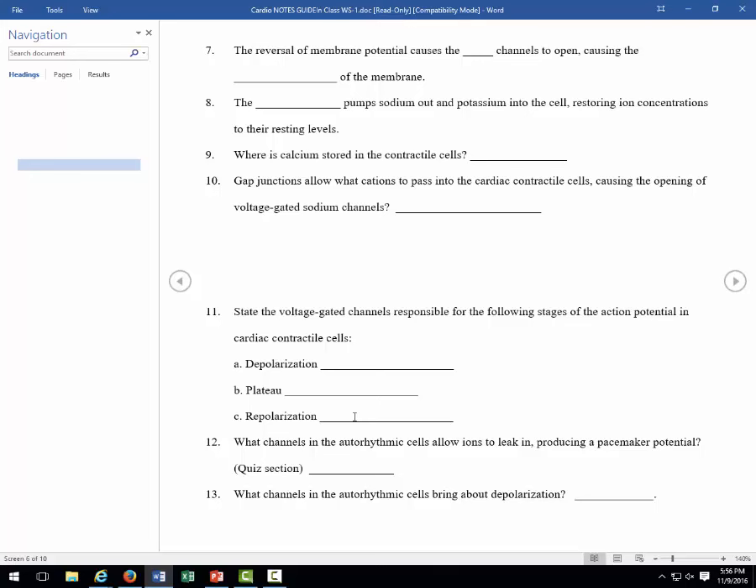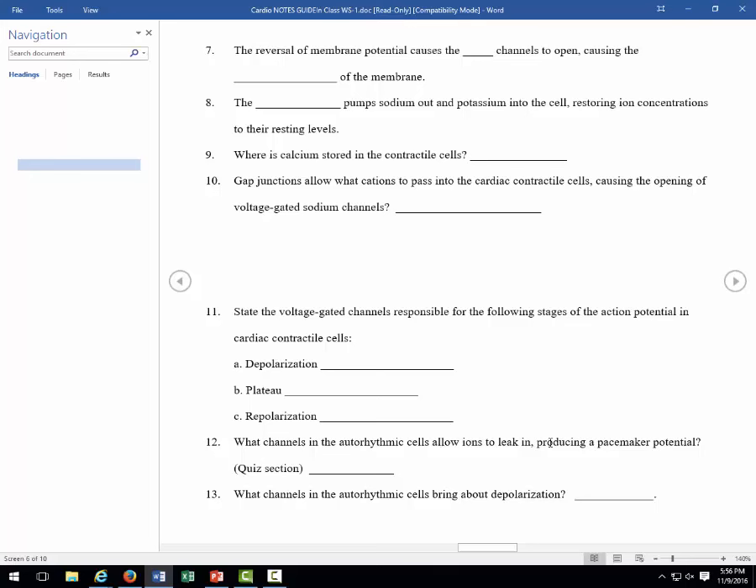Yes, yep. Technically, yes, technically. But what causes the plateau is specifically calcium. Yeah, because otherwise it would just dip right down. So this is just a review.